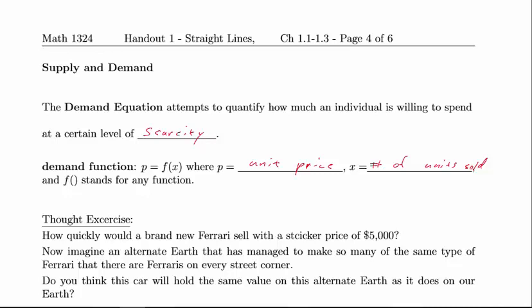Alright, so supply and demand. So what is the demand equation? It is basically a model that attempts to quantify how much an individual is willing to spend at a certain level of scarcity. And so that's important to note, that supply and demand, anytime you're looking at any kind of economic system, is an attempt to manage scarcity. And so having said all that, it probably is important to identify exactly what we mean when we say scarcity.